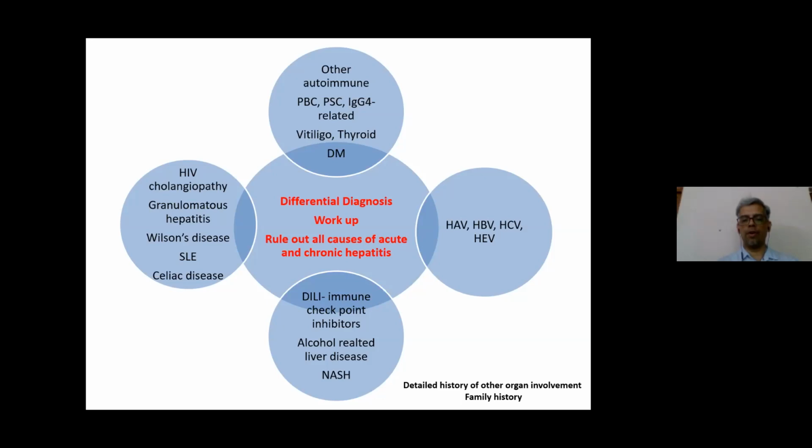In addition, always rule out associated alcohol-related liver disease and the associated metabolic liver diseases in the form of non-alcoholic fatty liver disease, including non-alcoholic steatohepatitis. In addition, other mimics may include patients who have HIV cholangiopathy, patients who have granulomatous hepatitis. Wilson's disease is an important differential and needs to be ruled out.